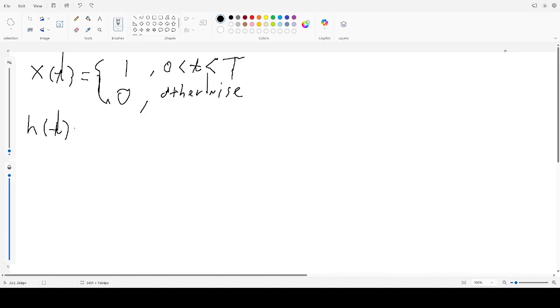It was behaving well for a while and now it's back to misbehaving. h of t is t for 0 less than t less than 2, big T, and 0 otherwise.